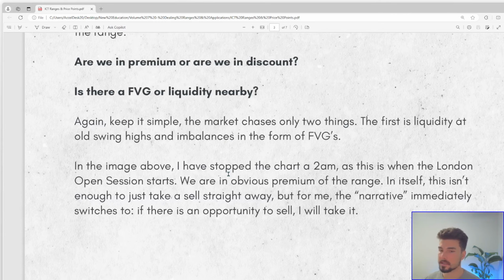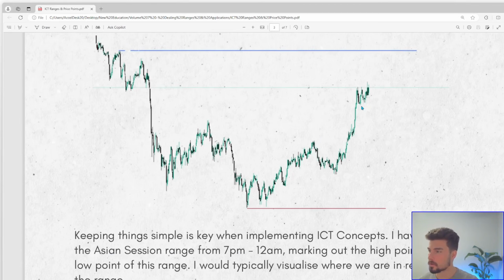The market only targets two things. The first is liquidity at old swing highs and old swing lows. And the second is imbalances in the form of fair value gaps. And all I've done here is I've stopped the chart at 2 o'clock. That is the start of the London Open session.